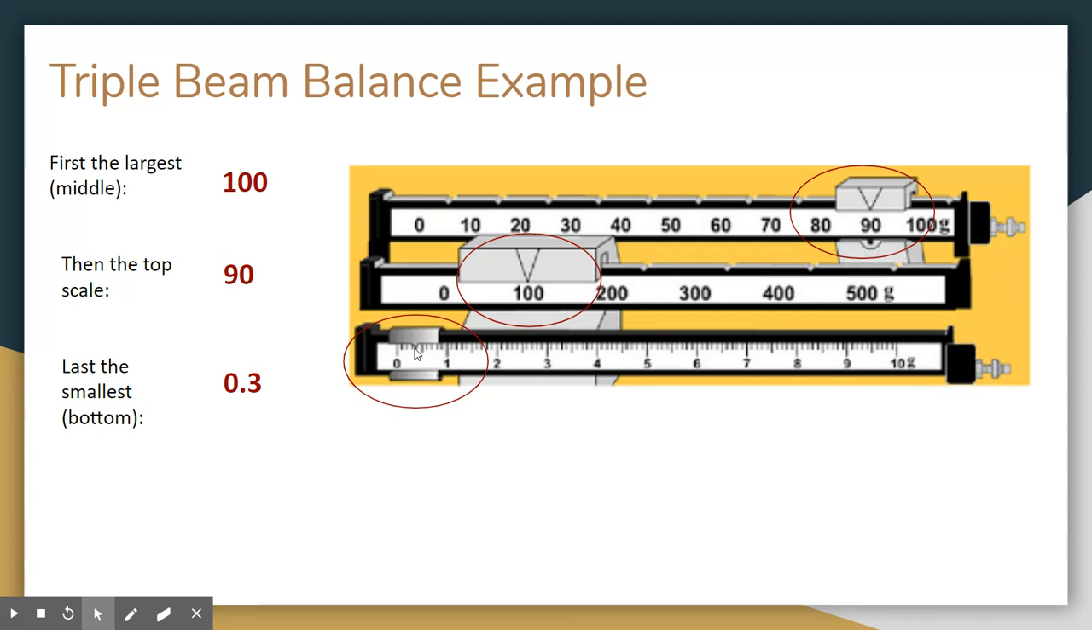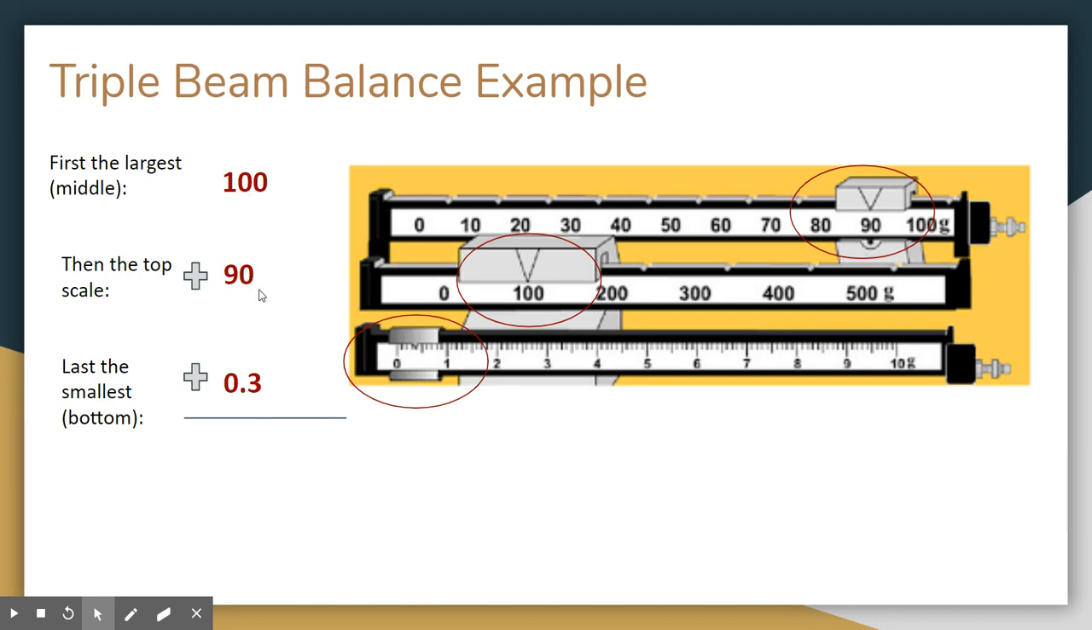Oh, maybe it's a little bit closer to the 3. That's true. 1, 2, 3. That's 0.3. Okay, so don't put 3. 3 is all the way over here. It's 0.3. So now what you need to do to find the mass of whatever object it is, you have to add those all up.